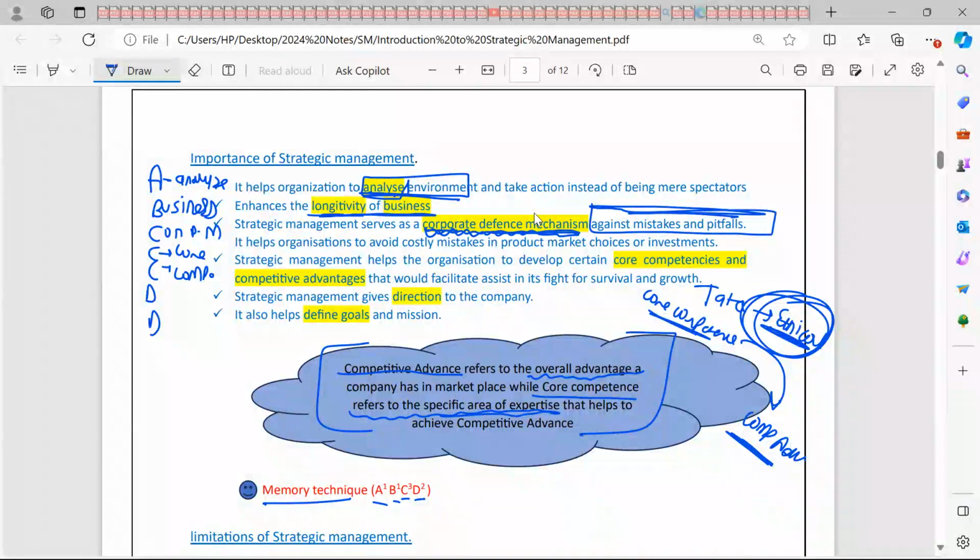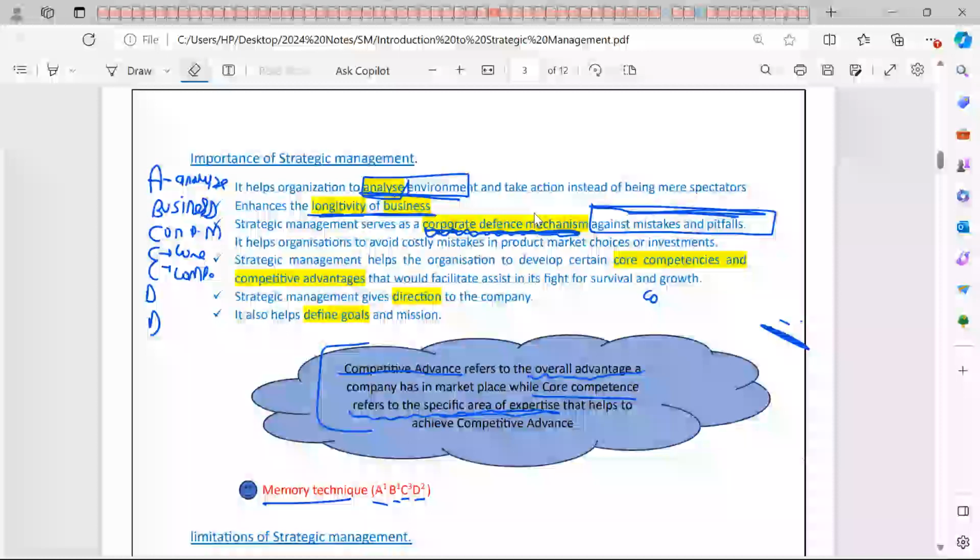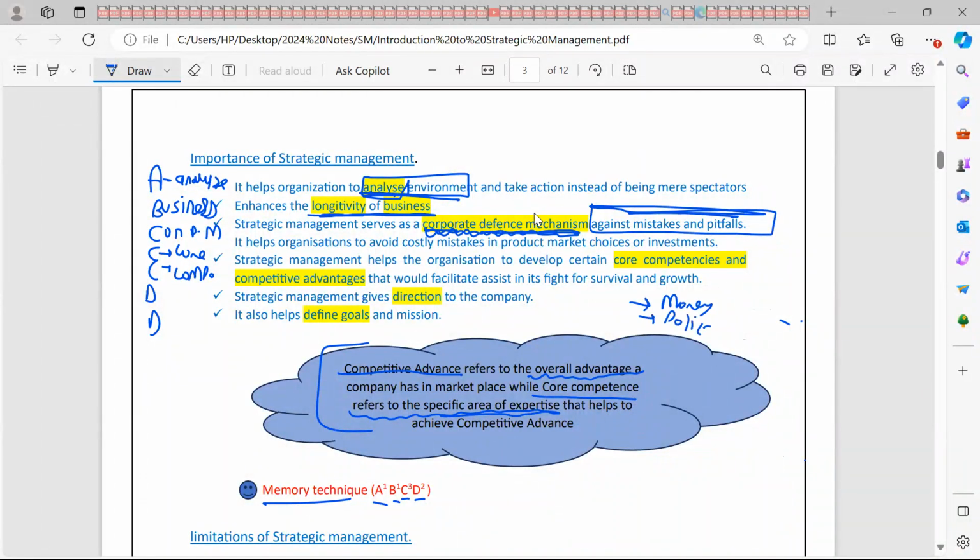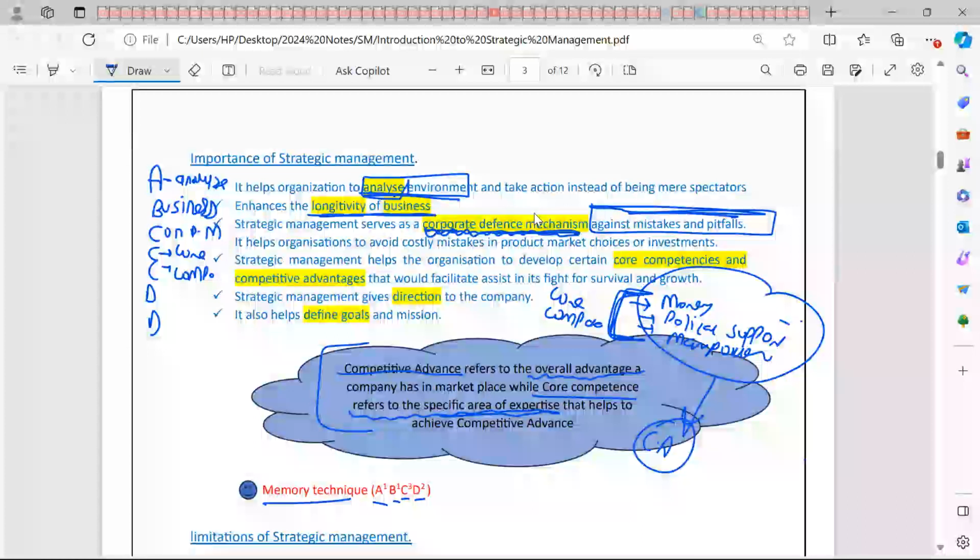Now, I am giving you the example of Reliance Industries. What is the core competency of Reliance Industries? Core competency means expertise. So the expertise of Reliance Industries is that it has a lot of money, it has political support, and it has a lot of manpower. This is the asset of Reliance Industries. In other words, this is the core competency of Reliance Industries, and on the basis of this core competency, Reliance Industries is excelling in the market and creating competitive advantage. So strategic management helps the organization to develop core competency and competitive advantage.